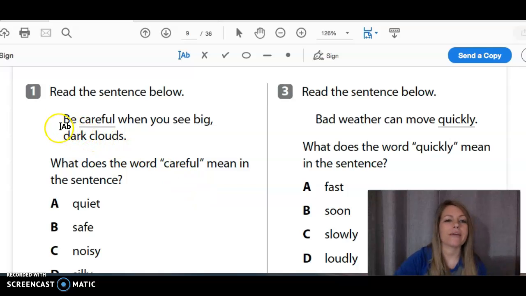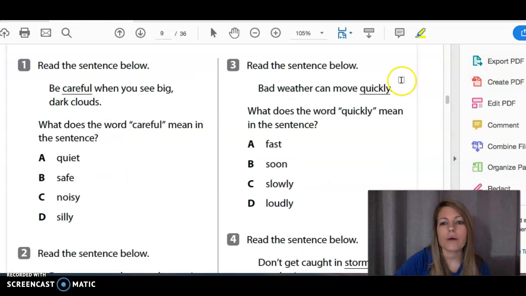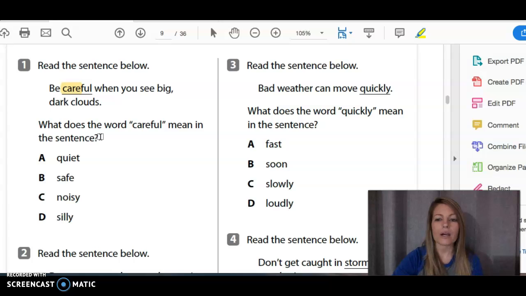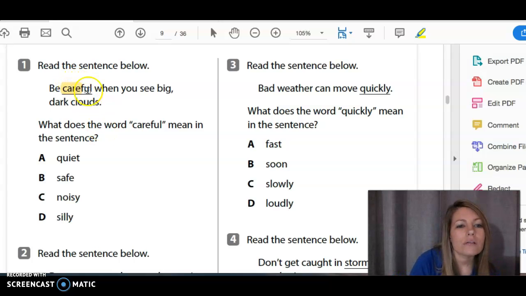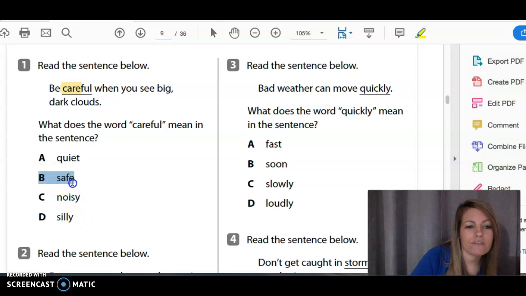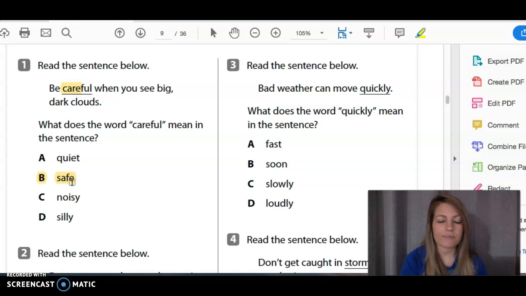Let's do a few of these together. Be careful when you see big, dark clouds. The word that they want us to look at is careful. Care is our root word. Full is our suffix that they've added at the end. What does careful mean? Does careful mean quiet, safe, noisy, or silly? Well, if you are being careful, you are being safe.